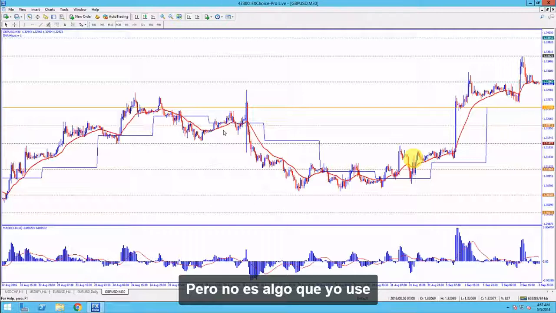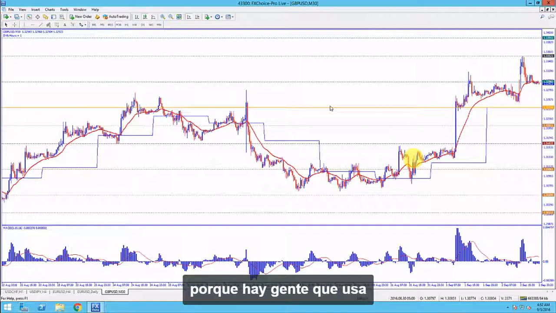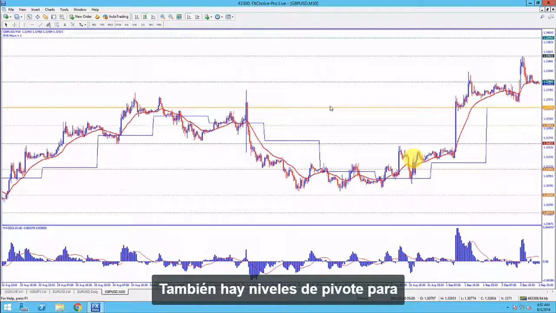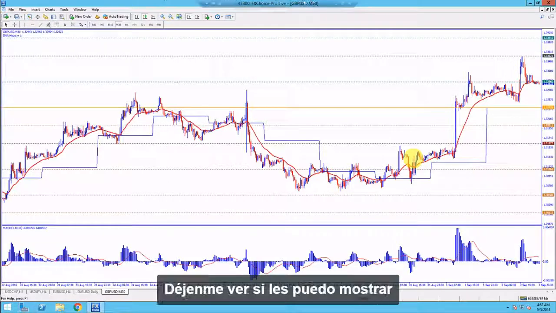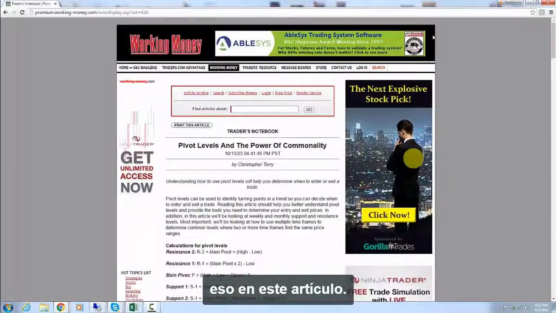But it's not something I use on a day-to-day basis. I'm just bringing it to light of what it is, because there are people that use pivot levels, or what they call daily pivot levels. There are also pivot levels for the week and the month. Let me just see if I can show you that in this article.